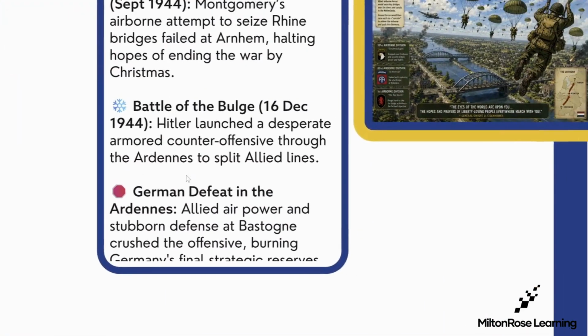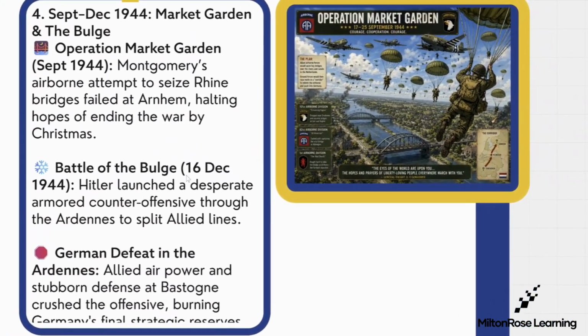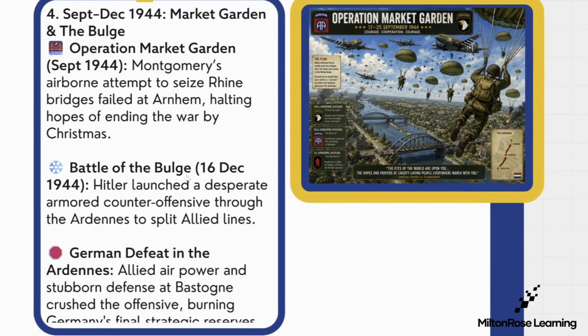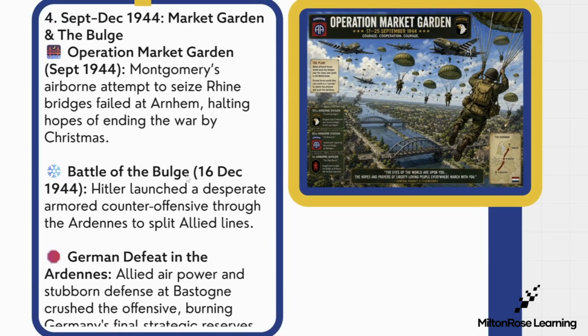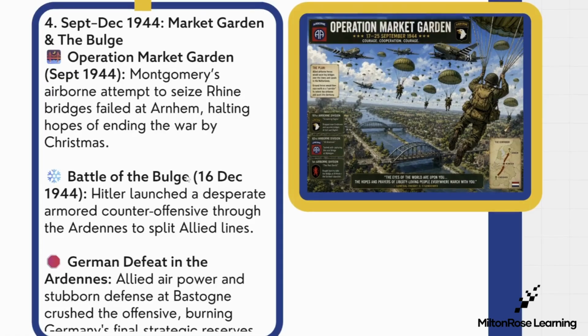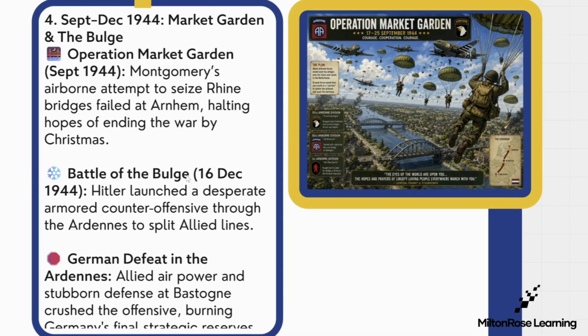And then September to December 1944, Operation Market Garden and the Battle of the Bulge. So there's a lot going on here. Operation Market Garden, Montgomery's airborne attempt to seize the Rhine bridges, it did fail. It was a very ambitious operation that failed to capture the bridges at Arnhem and halts the hopes of ending the war by Christmas. It was a touch too much. I think the Germans still had some fight left in them.